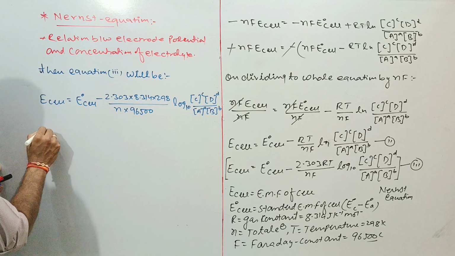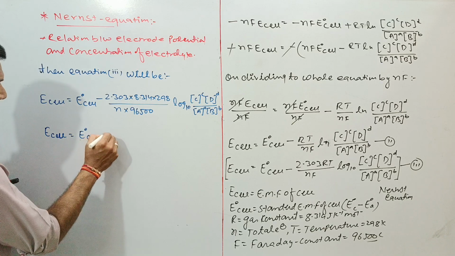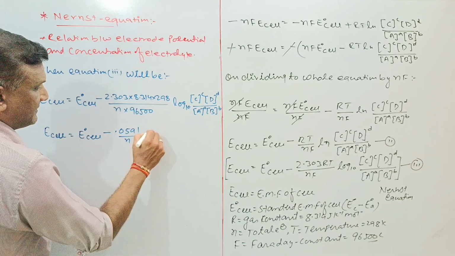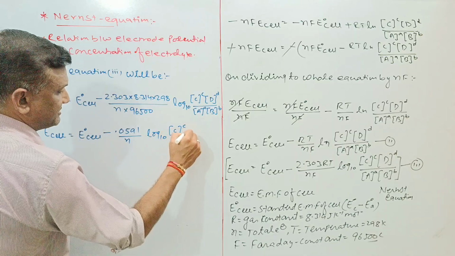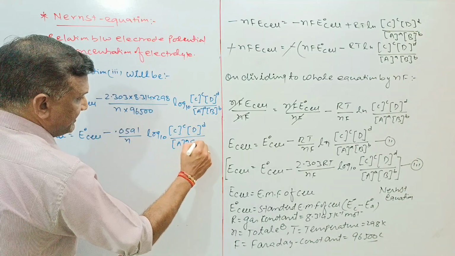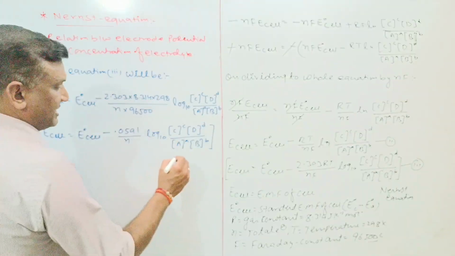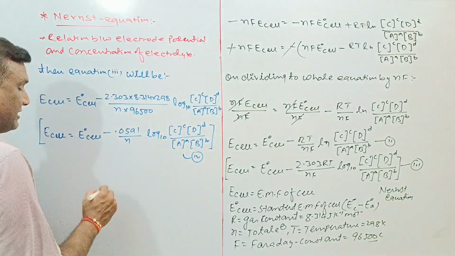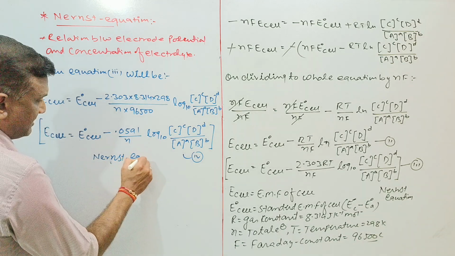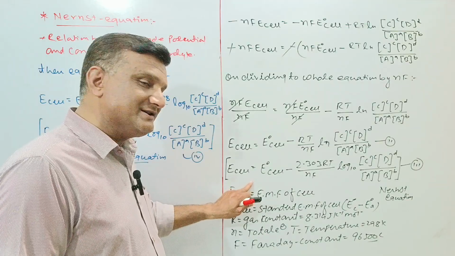On solution, E cell is equal to your E naught of cell minus 0.0591 upon N log to base 10 of C to the power c, D to the power d, over A to the power a and B to the power b. This is another form of the Nernst equation, equation number 4, which will be used for numericals. This is the Nernst equation. So this was about the two important equations of the Nernst equation.